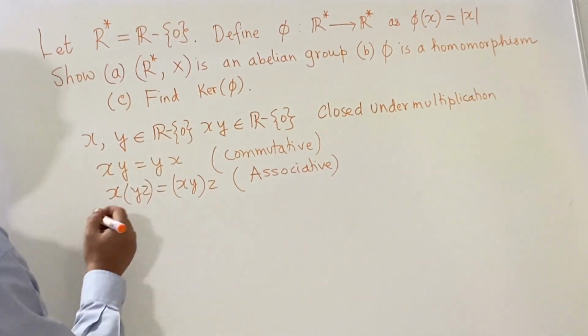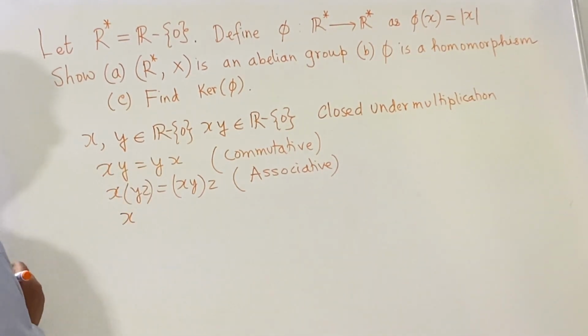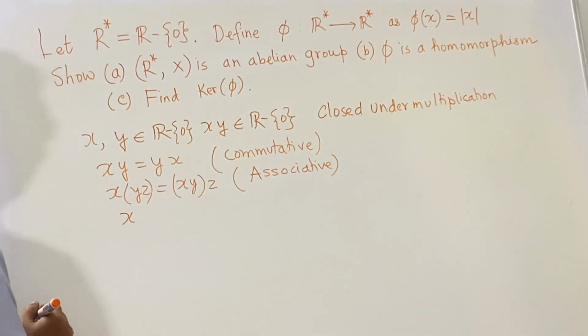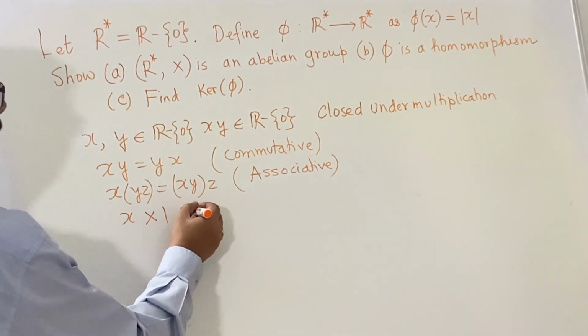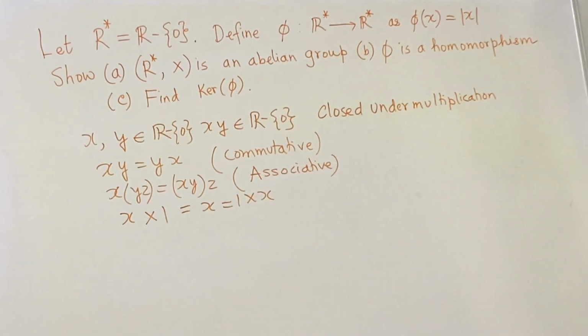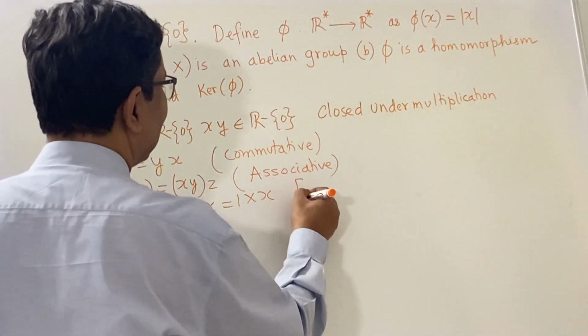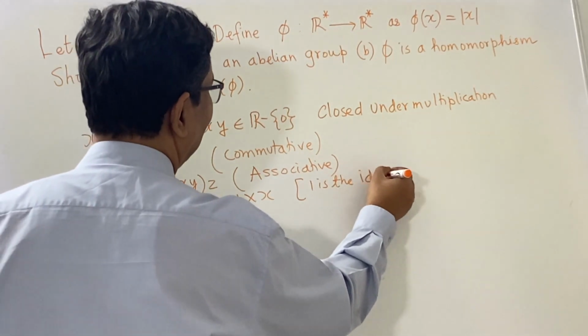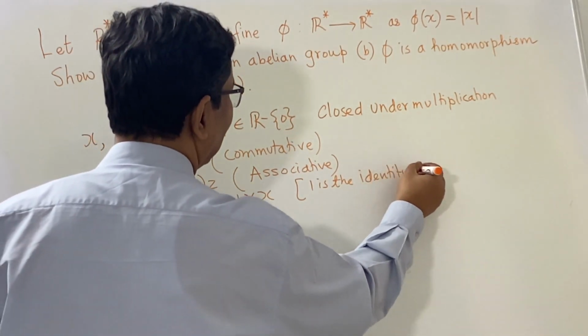Now, if x is a real number which is not 0, then we know that if we multiply that with 1, then we get x, and also this is true. So x into 1 is equal to x is equal to 1 into x. Therefore, 1 is the multiplicative identity, or rather in this context 1 is the identity element.